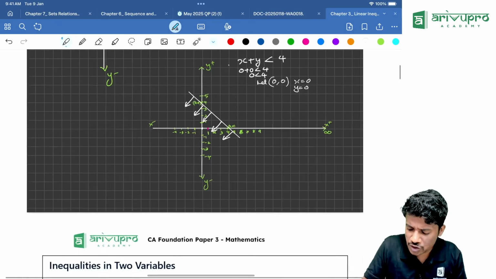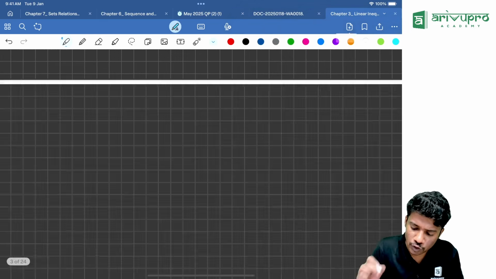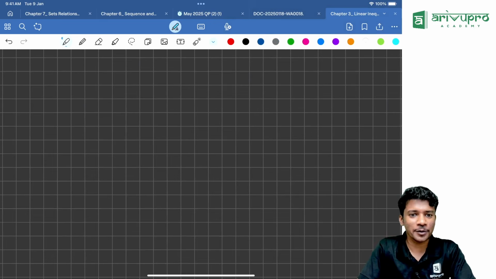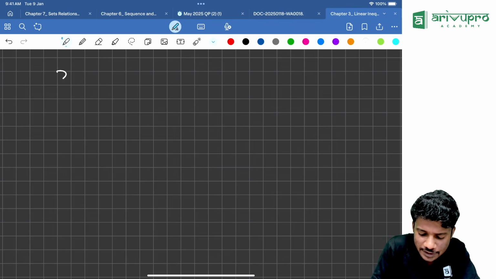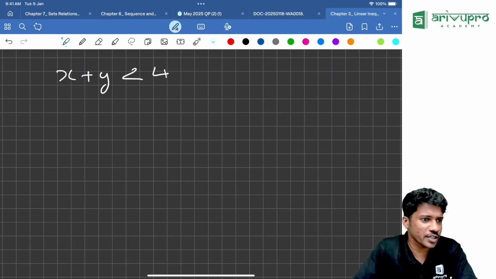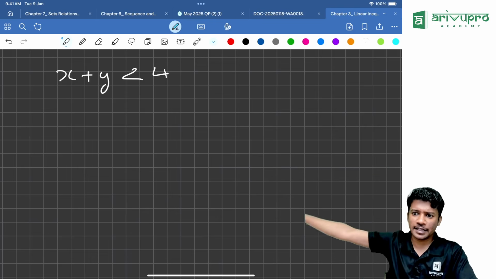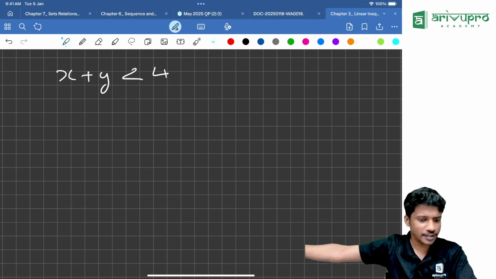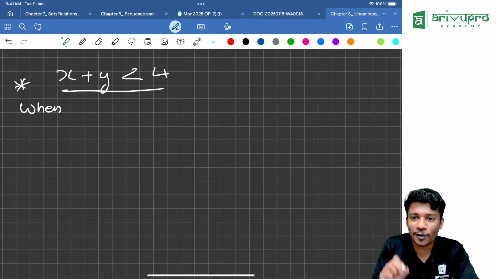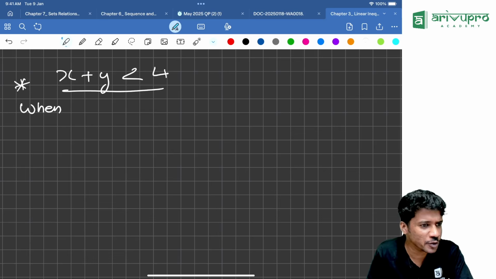Now I will teach you one more thing: how to do this without drawing a graph. The graph questions will be like this: x plus y less than 4. That was one question. How does the graph look like? It started from top left, ended in bottom right. Correct? Now I will tell you, very important, this is the only thing we are going to study, because we don't have time to draw graphs and all.